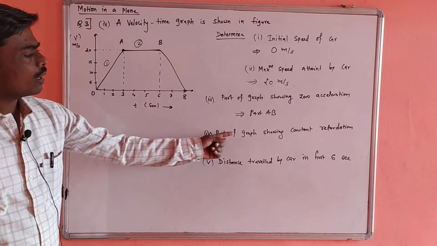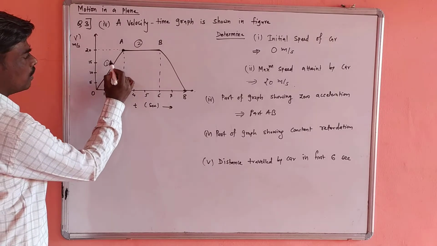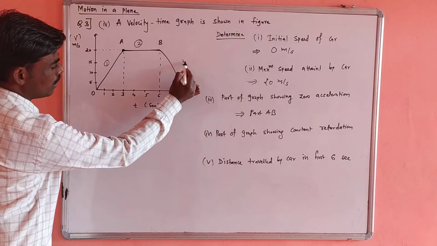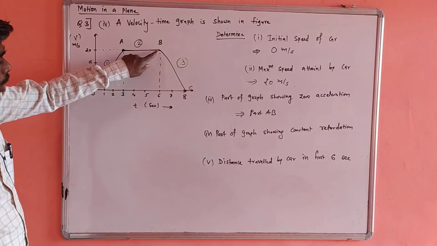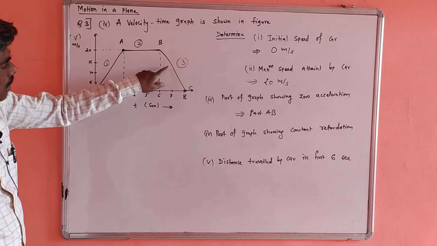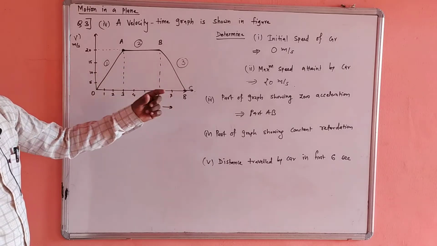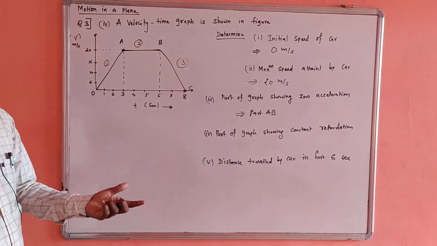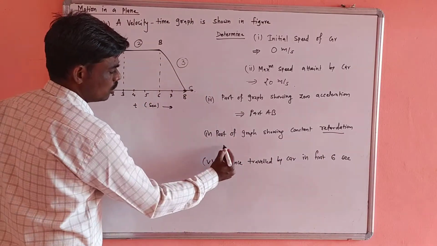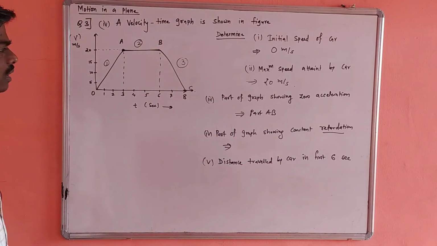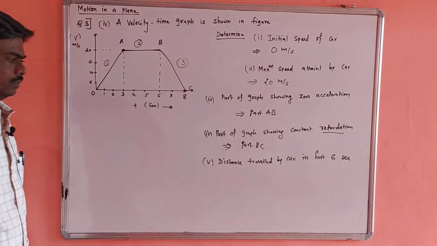Then fourth question, part of graph showing constant retardation. So this is first part, this is second part, and remaining is third part. We can say BC. So see here, from point B to C, the speed of car decreases with respect to time, and decreasing speed will indicate negative acceleration. That negative acceleration is also called as retardation. So the part of graph showing constant retardation is part BC.